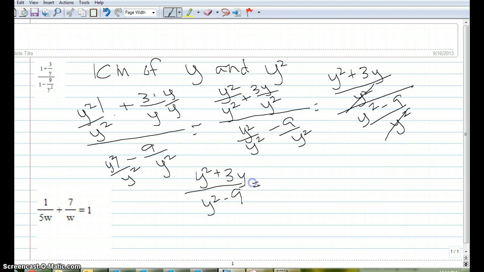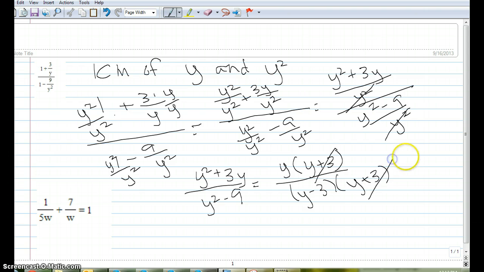We need to simplify this, so in the numerator, we can factor out a y. So that'd be y times (y plus 3). And in the denominator, y squared minus 9 is a difference of squares. So we can factor it as (y minus 3)(y plus 3). Okay, so now our y plus 3's cancel out, and we're left with y over y minus 3. Okay, so that's the first problem.